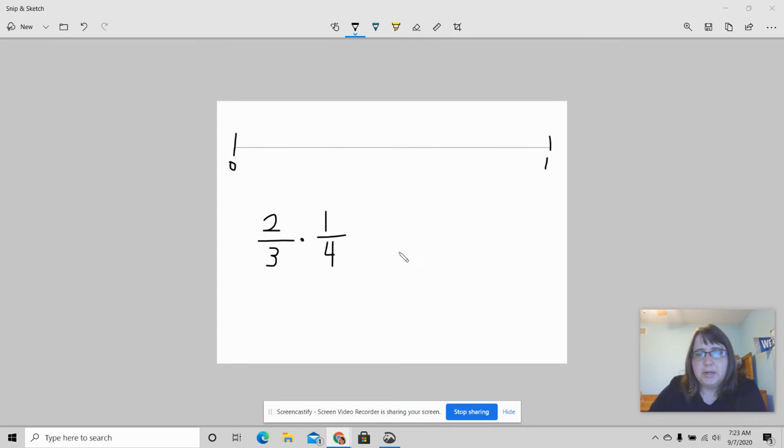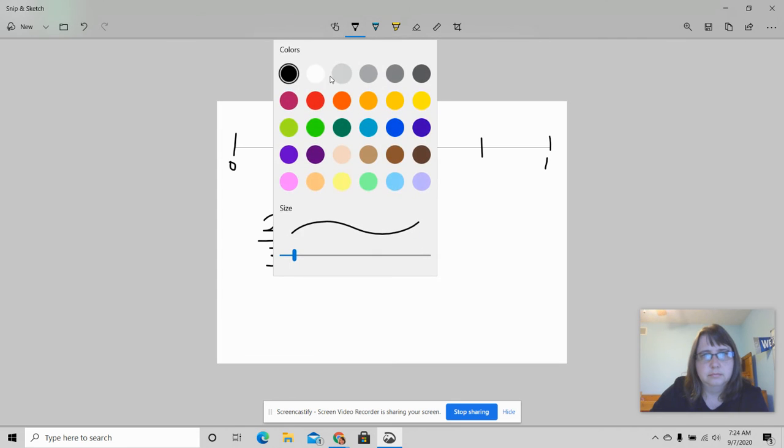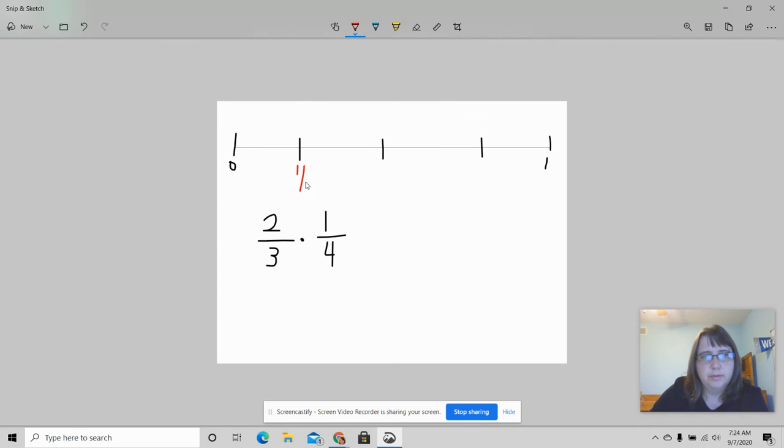Here, this one's a little more complicated. We want to find 2/3 of 1/4. So let's get 1/4 on the number line. So there's 1/4. I want 2/3 of that. So let me chop it up into thirds. 1, 2, 3. So 2/3 of 1/4 would be right here. But I need to figure out what that is in terms of the whole.